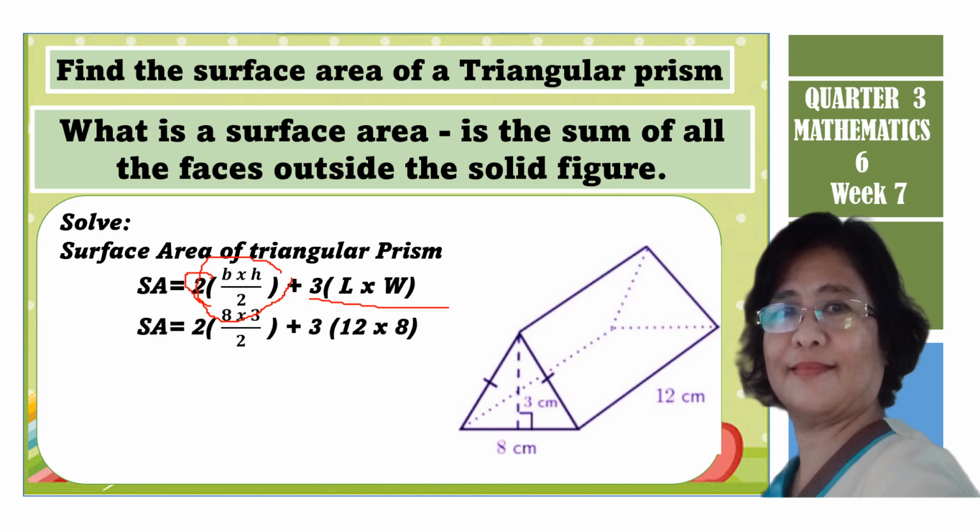Let's proceed. Let us substitute the given formula with the given numbers. If we are solving for the triangle, let us look at the triangle. What is given for the triangle? We have the base and the height. That's why we have 8 times 3 divided by 2 times 2.